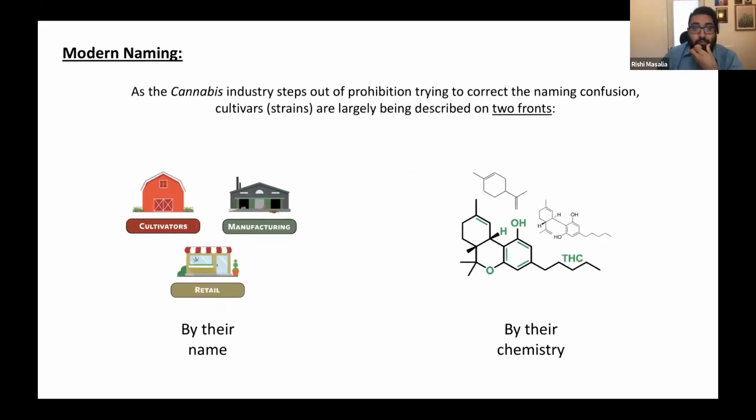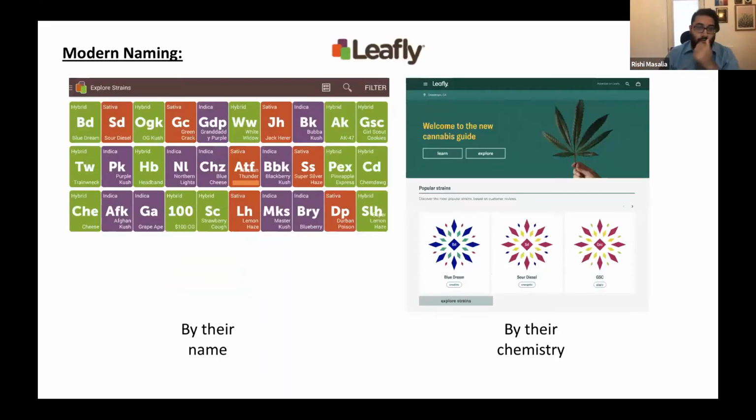So for modern naming, as the cannabis industry steps out of prohibition and we move away from the indica sativa label, people are trying to correct the naming confusion. This is being done mostly on two different fronts: first, by their name, and second, by their chemistry. So we're going to talk about each of them.